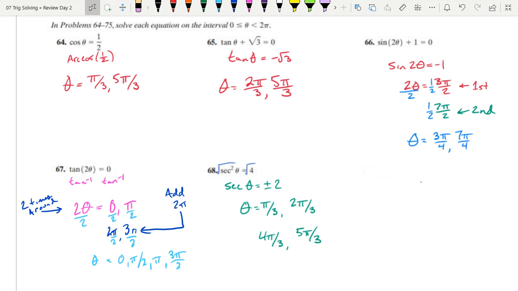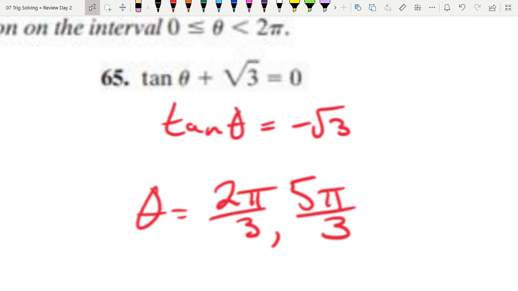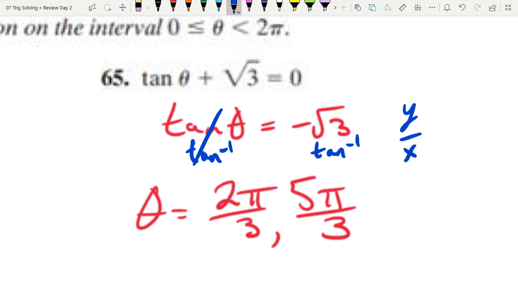Yep. Number 65. Tangent of theta equals negative radical 3. And so the first thing I did is I subtracted radical 3. Then I'm doing inverse tangent. So I'm looking for everywhere on my unit circle that tangent's going to get me negative radical 3. Think tangent is y over x, so that means I want y to be radical 3, and I want the x to be 1. So I'm thinking about where on my unit circle is that true. It needs to be negative, so it's quadrants 2 and 4. That is 2 pi over 3 and 5 pi over 3.